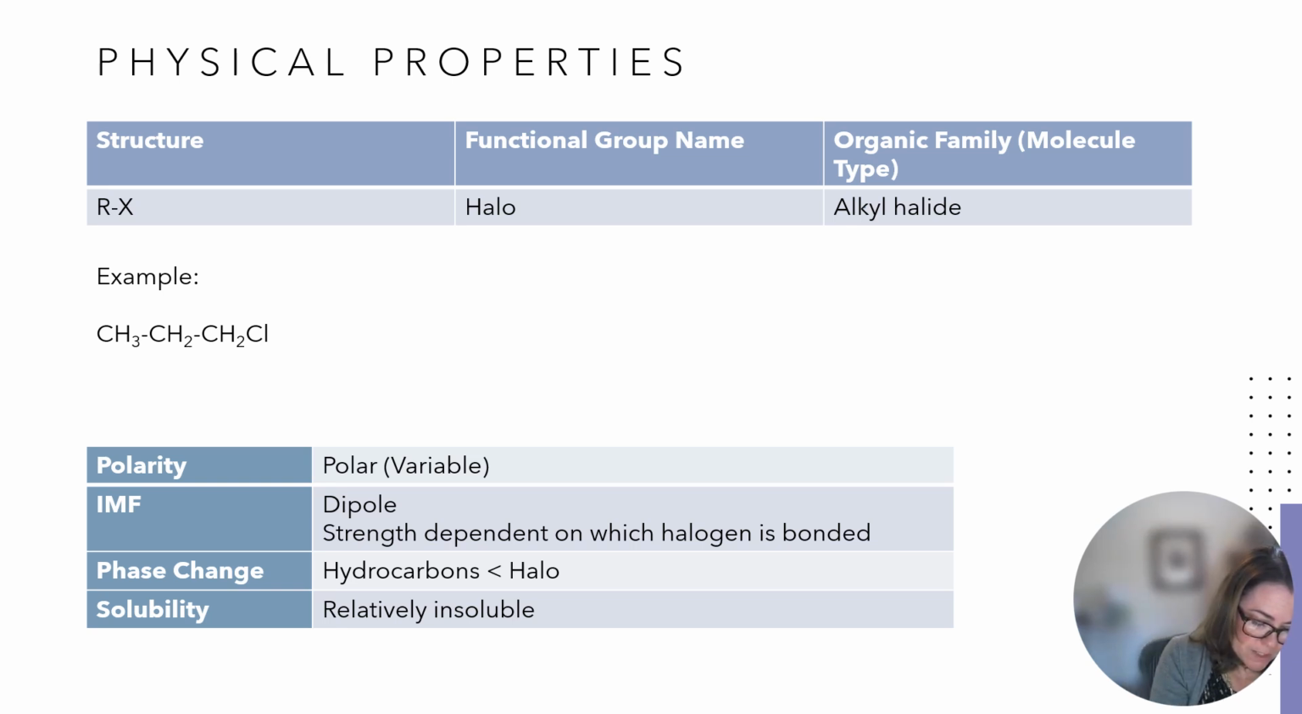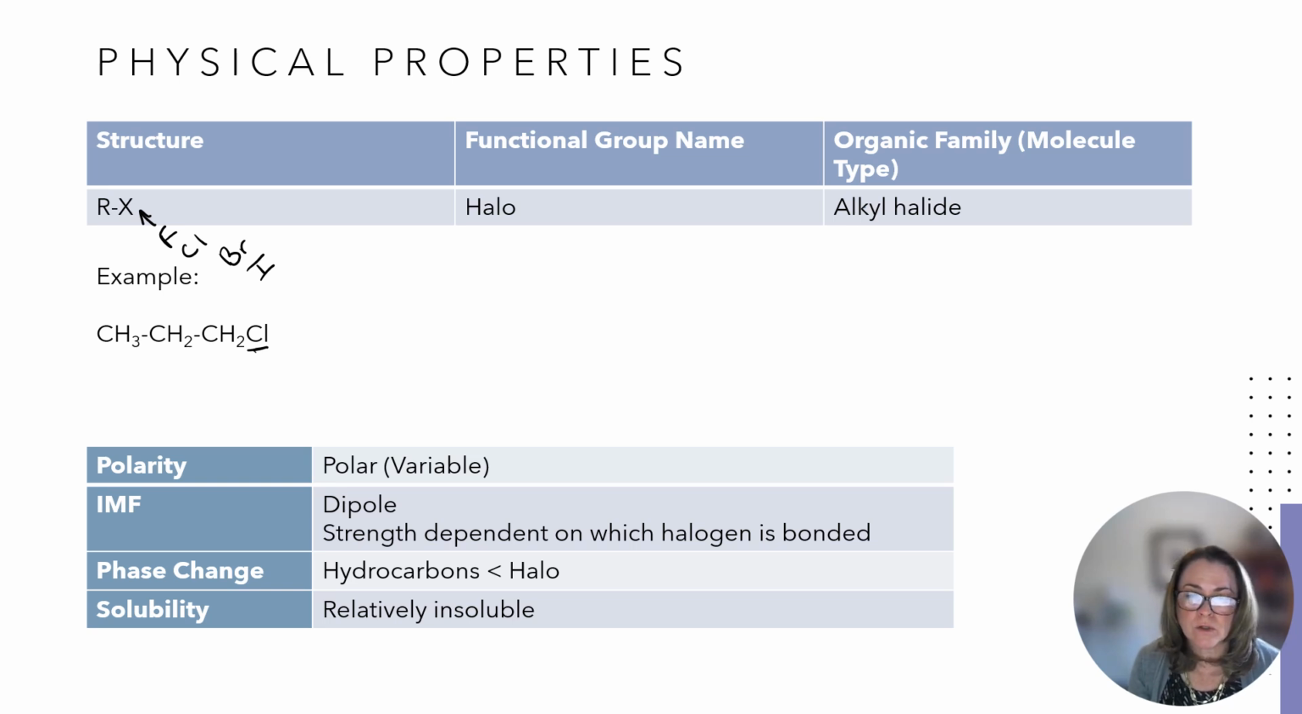So that would be a halogen, so that would be fluorine, chlorine, bromine, or iodine as part of your organic compound. So again, the functional group is halo. The organic family or molecule type is an alkyl halide. As an example here, you can see that I have a chlorine in this particular compound, so that would make it an alkyl halide.